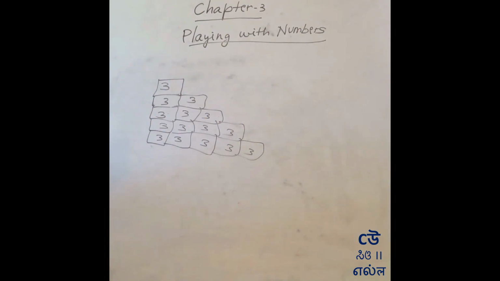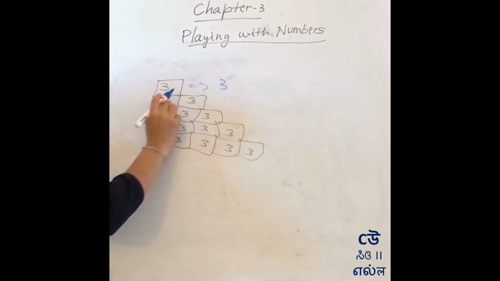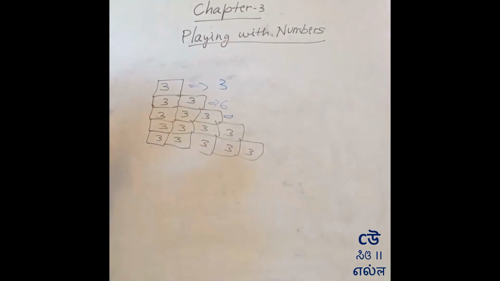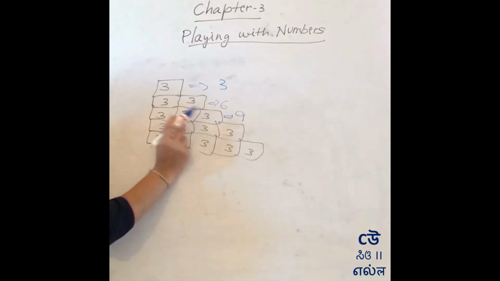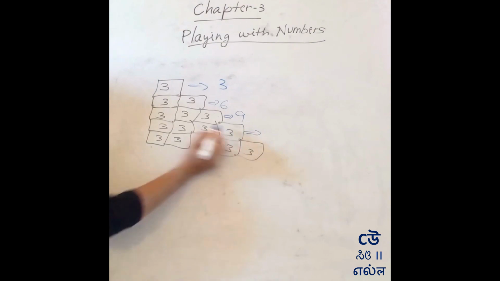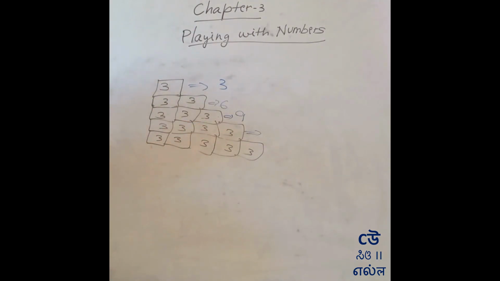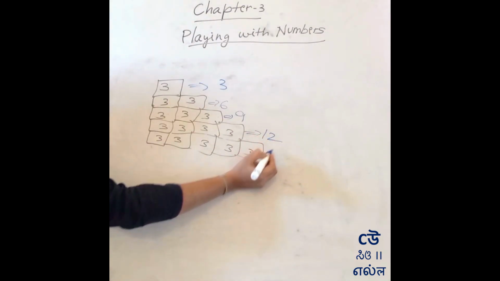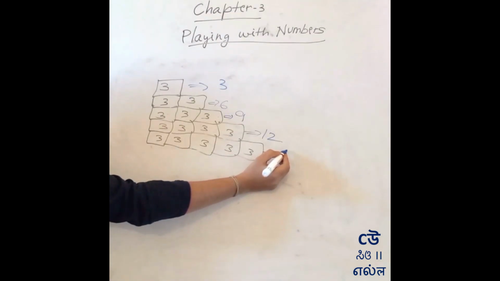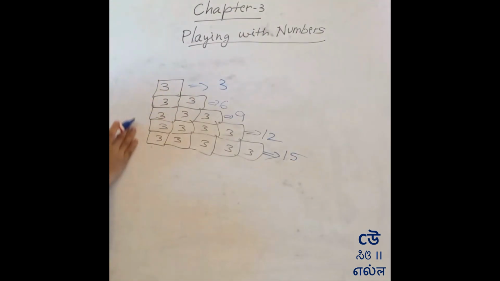So first, how much was the length? First it was 3. Next 3 plus 3, it has increased to 6. Next 3 plus 3 plus 3, how much? 9. So the length of the strip has increased to 9. Next 3 plus 3 plus 3 plus 3, it has increased to 12. Next 3 plus 3 plus 3 plus 3 plus 3, it has increased to 15. So the length keeps on increasing one by one.